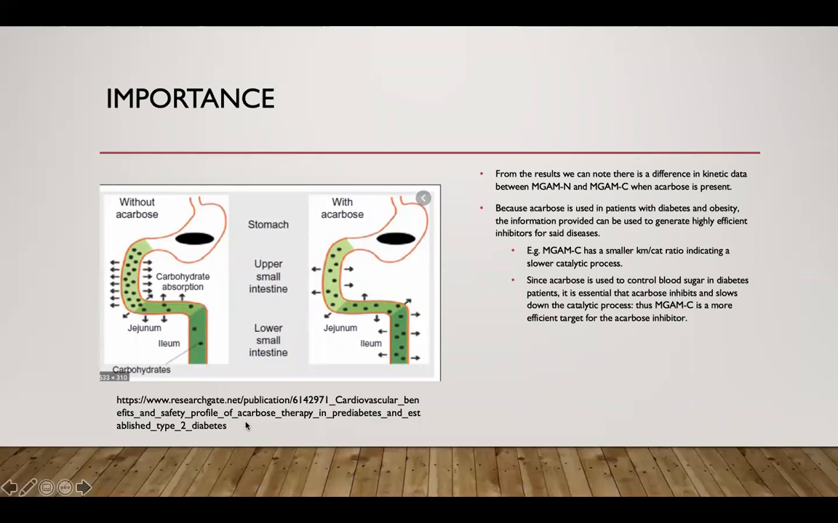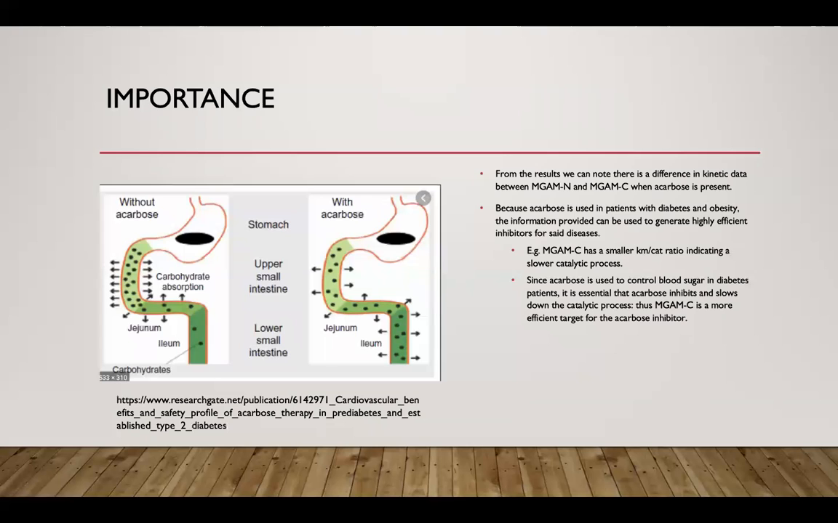Now that we've looked at the study and how it was carried out, along with the kinetic data, it's safe to say there are kinetic differences between MGMN and MGMC. Okay, but why is this important to us? Well, because arquebus is used in patients with diabetes and obesity, the information provided can be used to generate highly efficient inhibitors for said diseases.